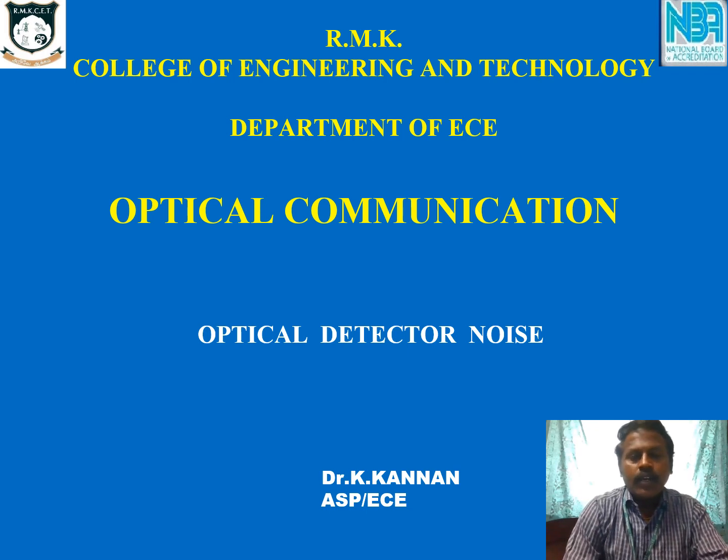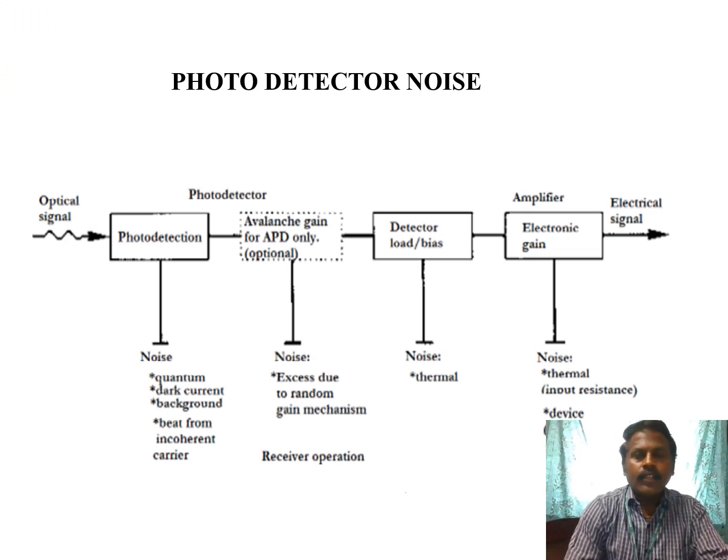In this lecture video, I am going to talk about optical detector noise, or we can say photodetector noise. Look at the diagram. This diagram shows the optical receiver structure. In this optical receiver, consider optical detection in terms of a photodiode, so it is called photodetection, then the detector. Finally, we can improve the gain by using an electronic gain device.